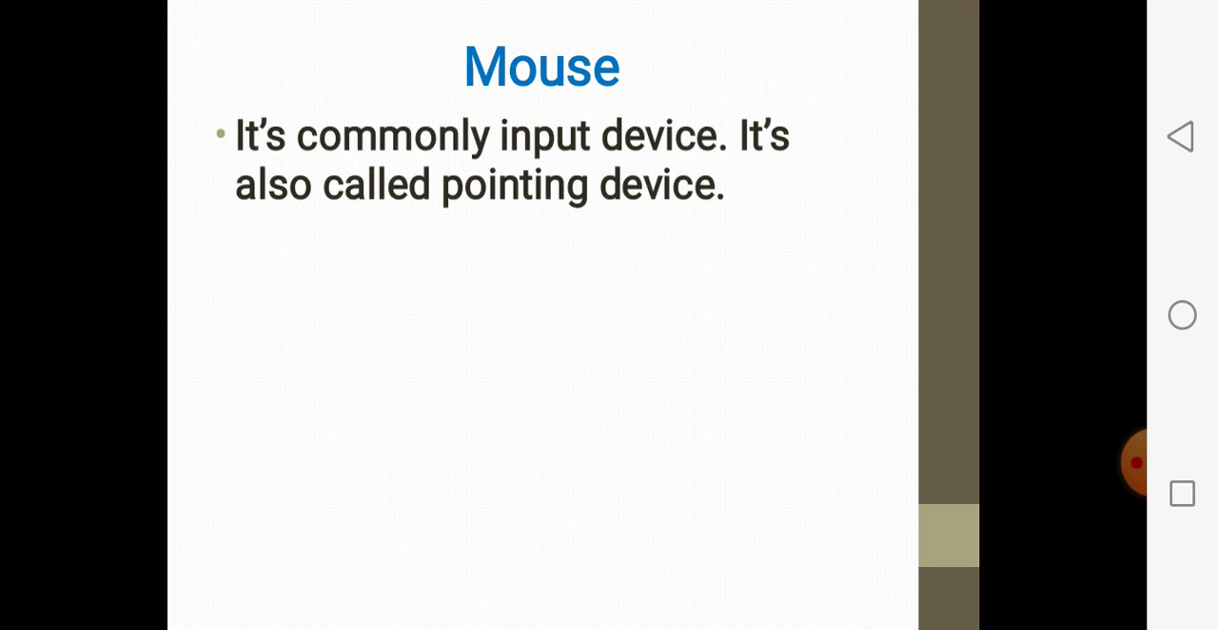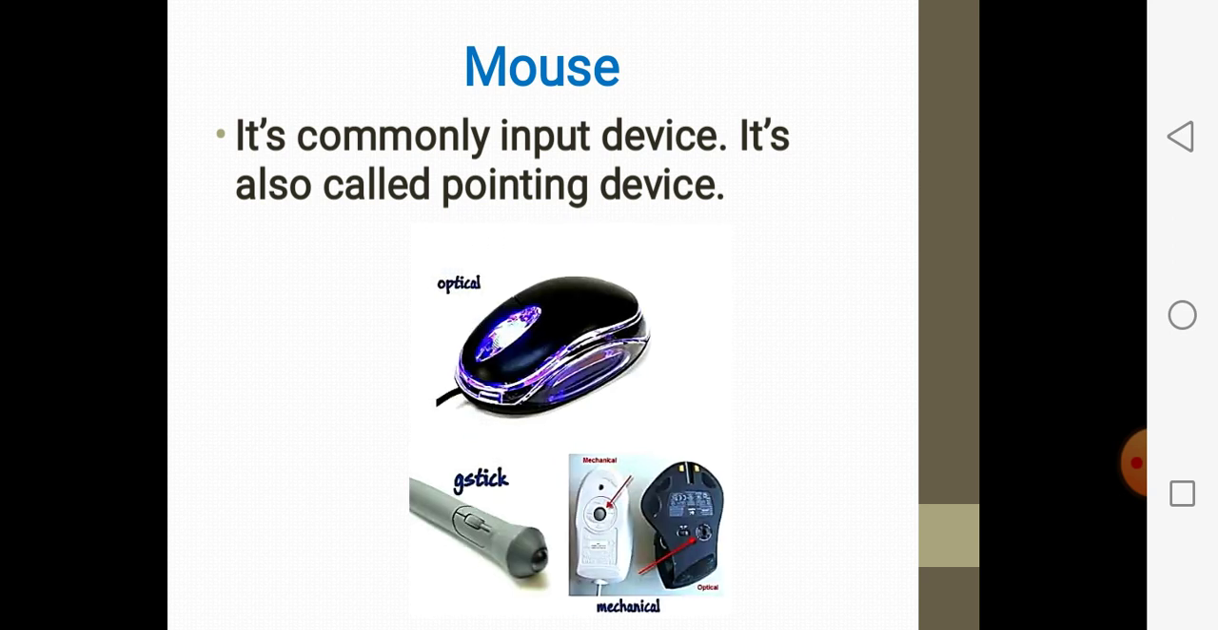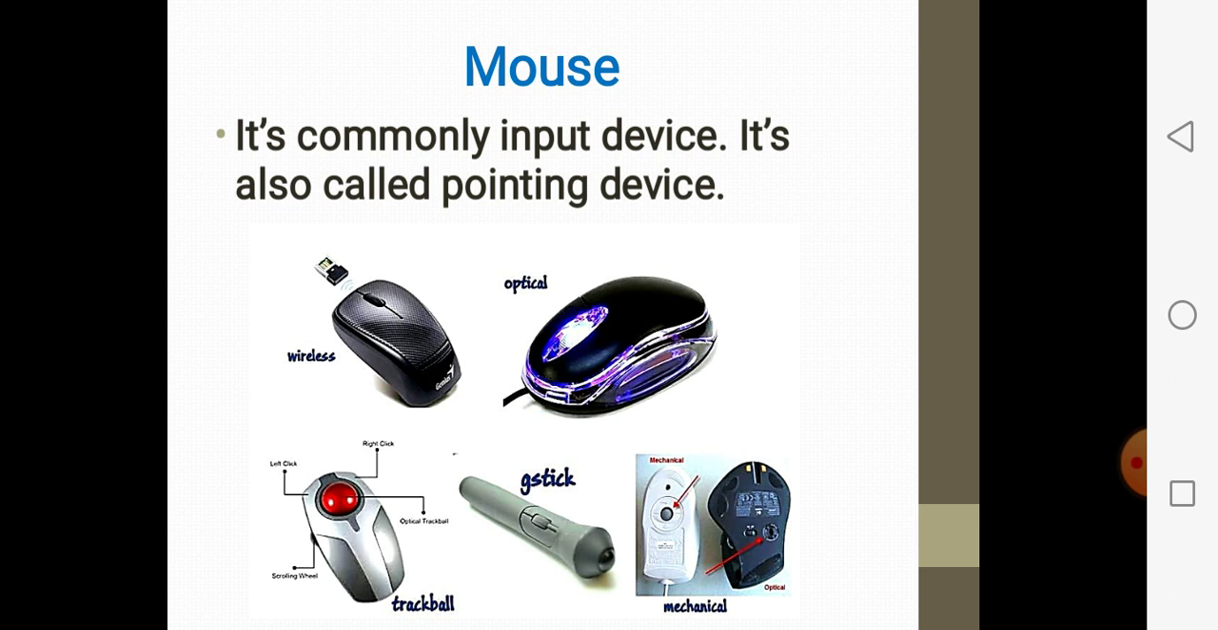The second one is mouse. It's a common input device. It's also called a pointing device because it shows the point on the desktop, right? So we can also call it a pointing device. See here, different kinds of mouse are given: wireless, optical, trackball, mechanical. So there are many types of mouse. Mostly we use the optical mouse and wireless mouse, right?